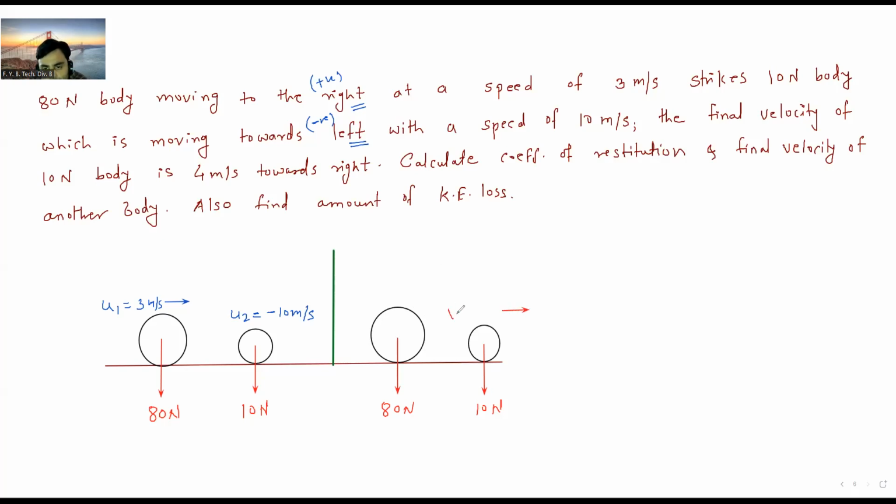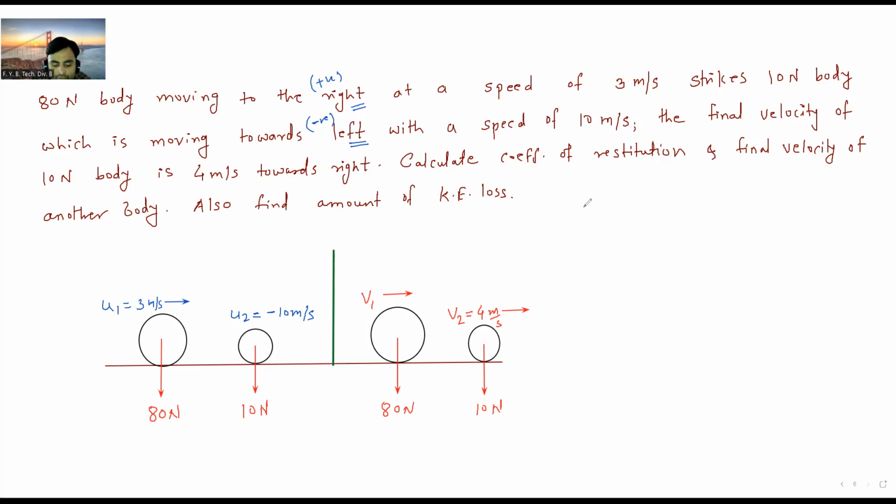So v2 is equal to 4 meter per second. Calculate the velocity of this body. So we need to calculate what is the value of this v1. What is the value of this v1? And also the coefficient of restitution. Also we need to find out the value of the coefficient of restitution, and the final velocity of this other body, and the amount of kinetic energy loss also.